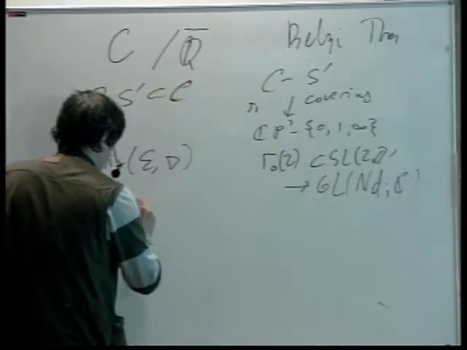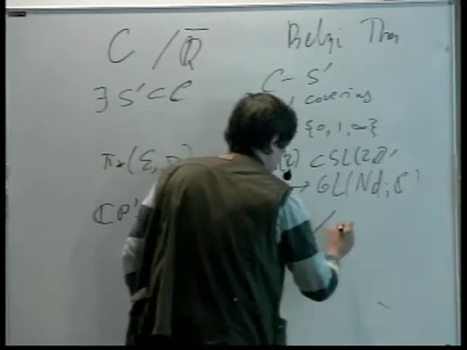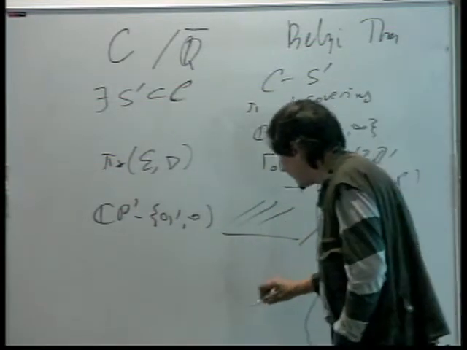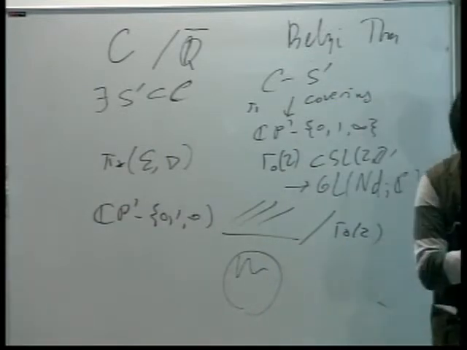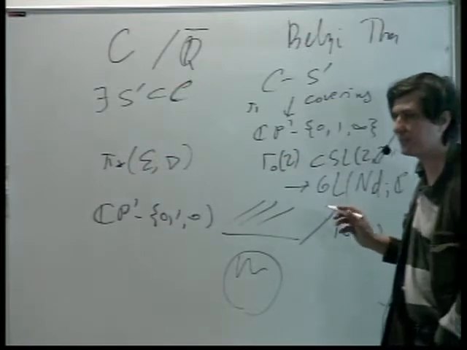So CP1 minus 3 points is upper half plane divided by this gamma 02, or hyperbolic disk. And the claim is that instead of making a random walk, one can consider geodesic flow. It will produce the same numbers.